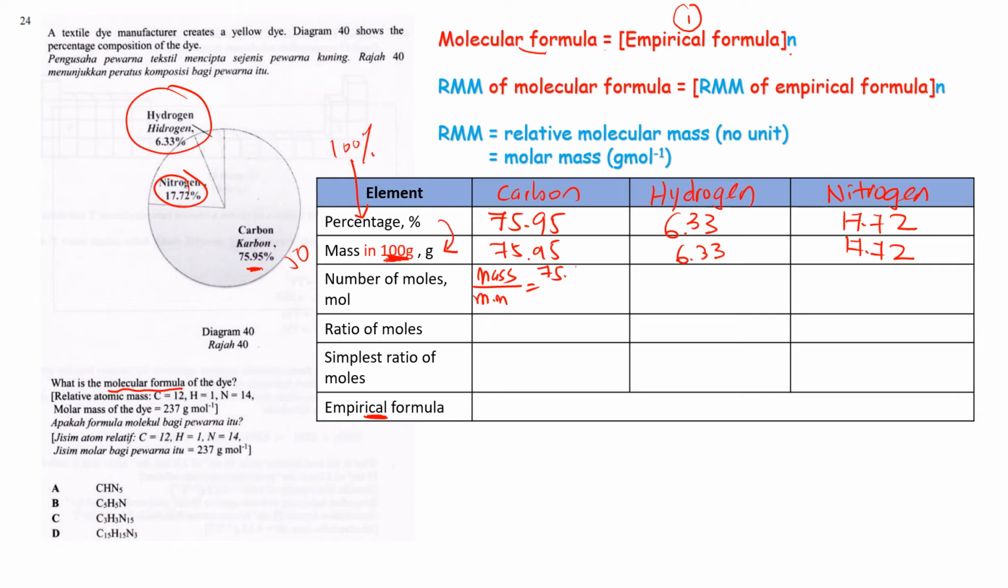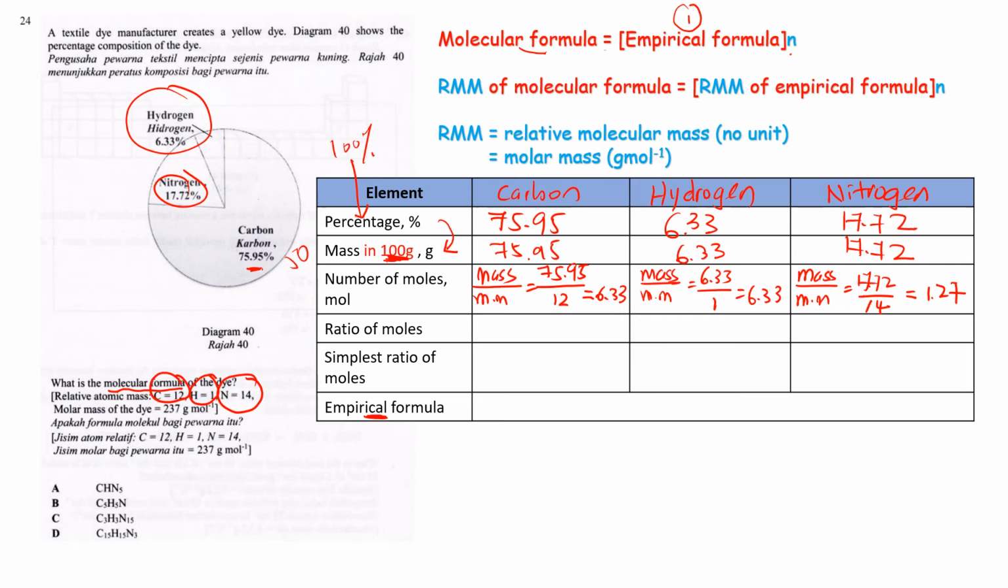So mass is 75.95. Molar mass for carbon, given in the question, is 12. Then you get the number of moles as 6.33 moles. Hydrogen is the same: number of moles is mass divided by molar mass. Mass is 6.33, molar mass of hydrogen given is 1, divided by 1, you also get 6.33. Nitrogen is also the same. Mass for nitrogen is 17.72, molar mass for nitrogen given is 14. So the number of moles you get is 1.27.